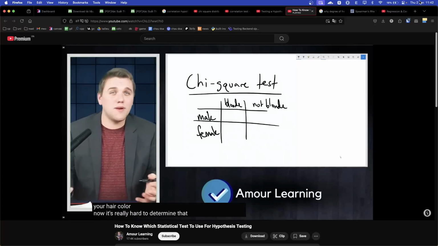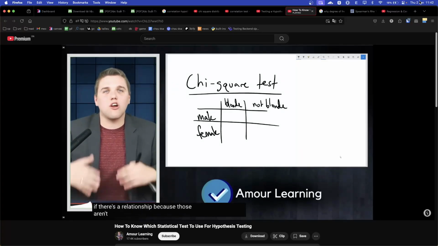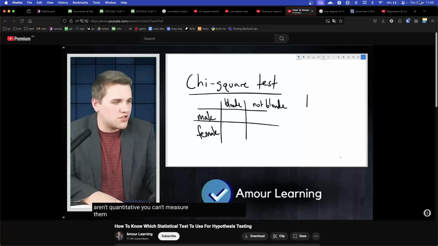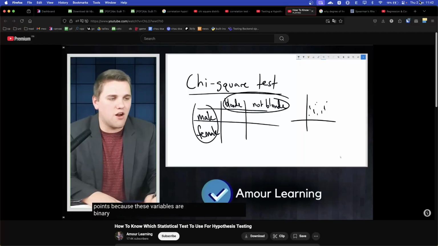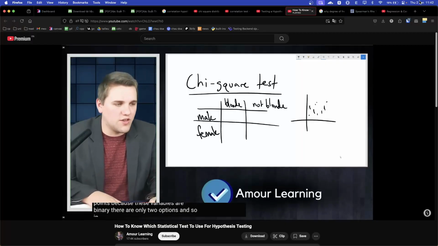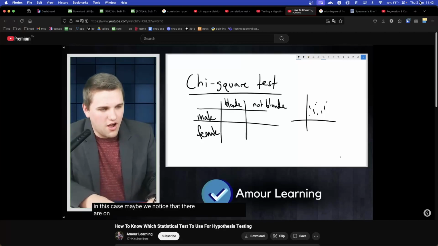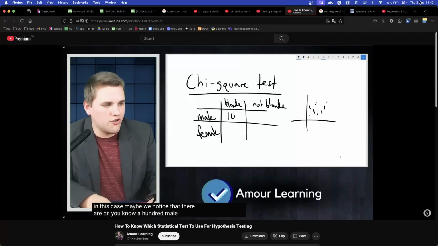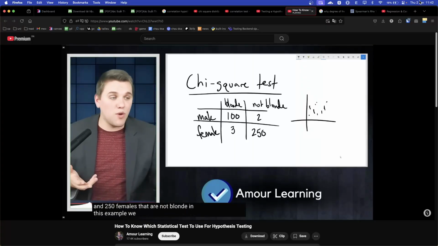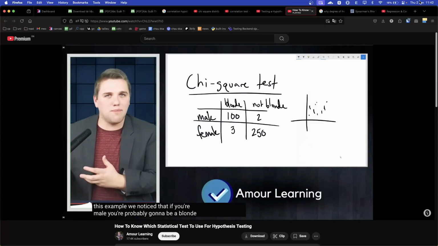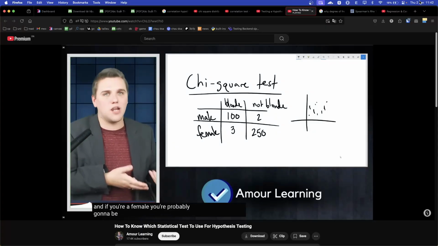Now, it's really hard to determine if there's a relationship because those are qualitative. You can't measure them on a graph. You can't plot points because these variables are binary. There are only two options. And so in this case, maybe we notice that there are 100 male blondes, but only two males that are not blonde, and 3 females that are blonde, and 250 females that are not blonde. In this example, we notice that if you're male, you're probably going to be blonde. And if you're female, you're probably going to be not blonde.